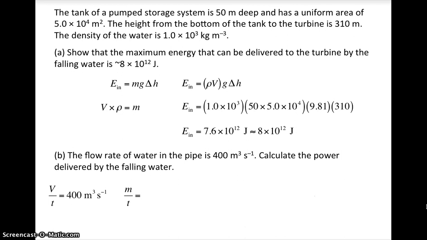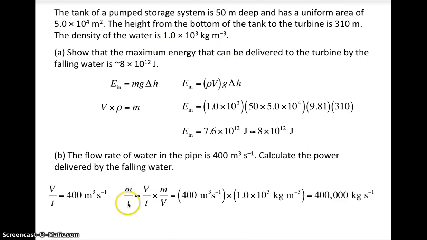Now, I'm going to write an equation down. Mass per second is equal to volume per second times mass per volume, because the volume would cancel, leaving us with m over t. So we're going to plug in volume over time, which is 400, and mass per unit volume, that's just the density, kilograms per meter cubed. M over V is rho. So we calculate the mass per unit time, and we get this. This is how many kilograms flow by per second.